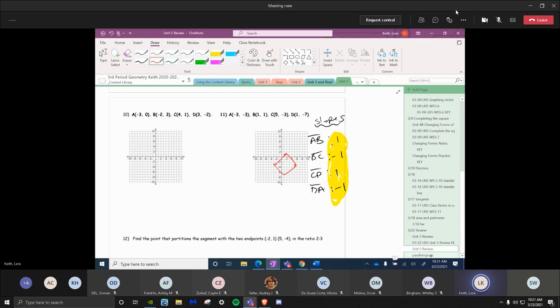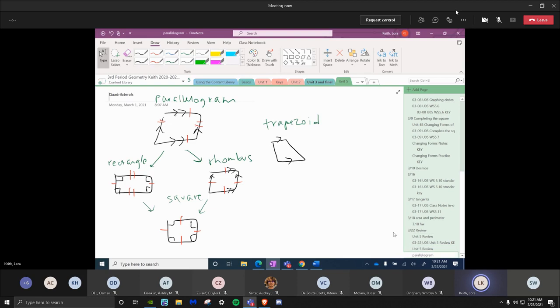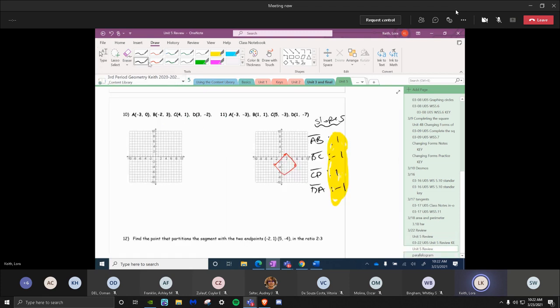So what type of shape do I have? Or what 2 shapes can I narrow that down to? Rectangle and square. Yeah, so since we have right angles, since we have perpendicular lines, we know perpendicular slopes, we know we have right angles, so it must be a rectangle or a square. So from this, we know that's either a rectangle or a square.